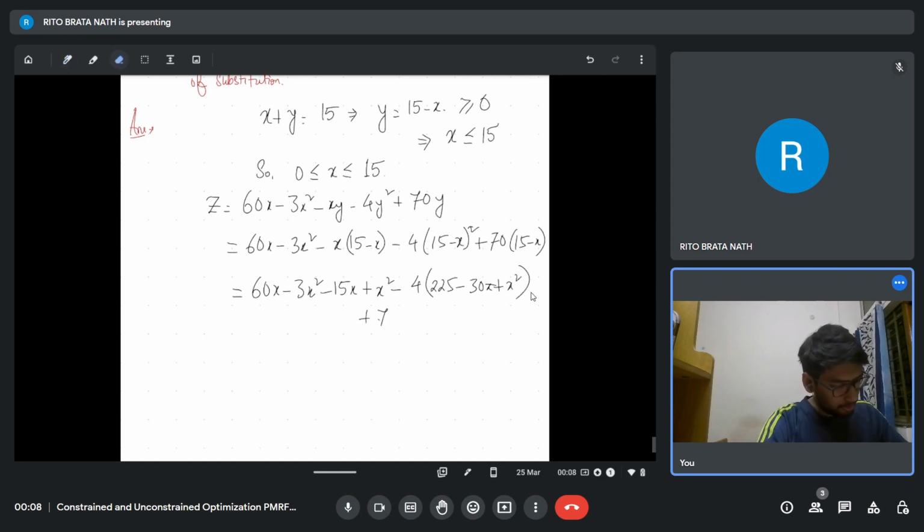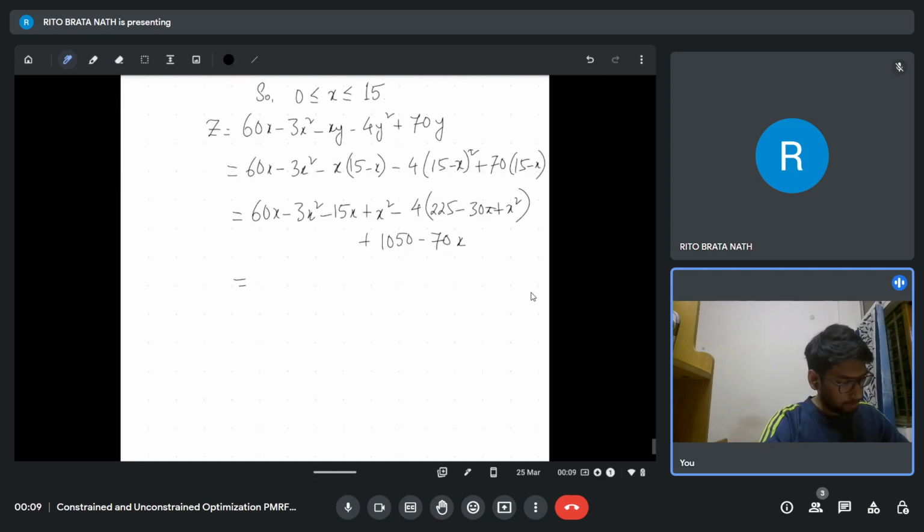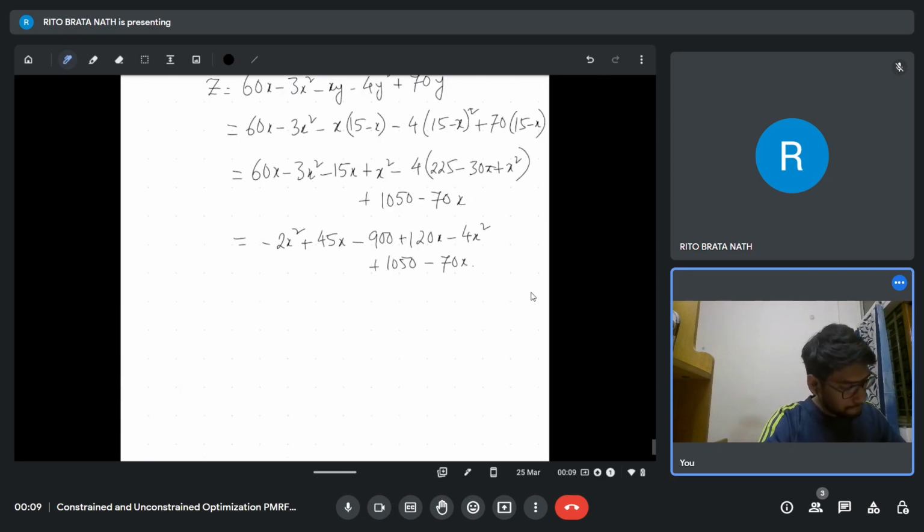This should be 1050 minus 70x. So you can simplify it further. The first part gives you minus 2x squared plus 45x. Minus 900 plus 120x minus 4x squared plus 1050 minus 70x. So it's minus 6x squared.